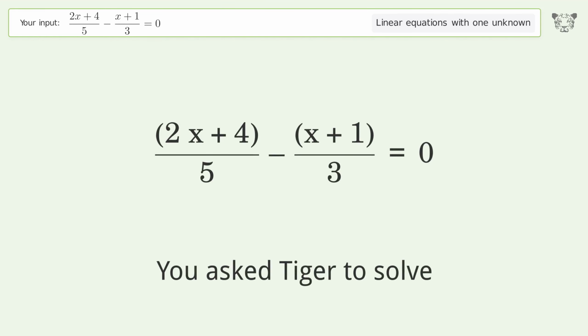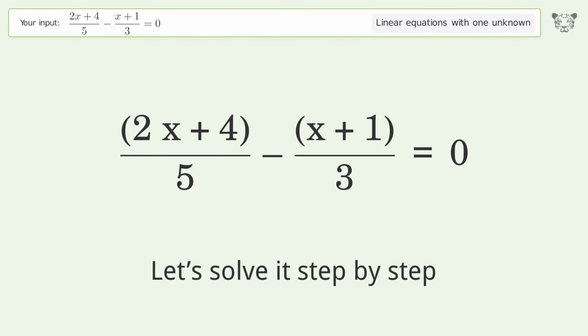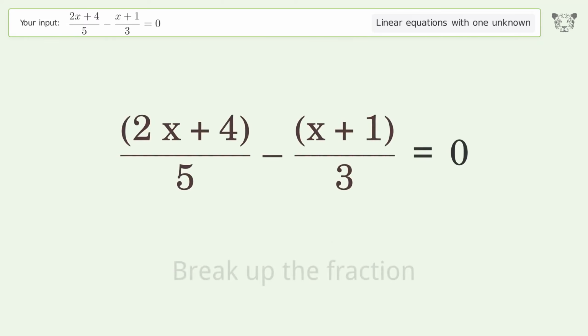You ask Tiger to solve. This deals with linear equations with one unknown. The final result is x equals -7. Let's solve it step by step. Simplify the expression. Break up the fraction.